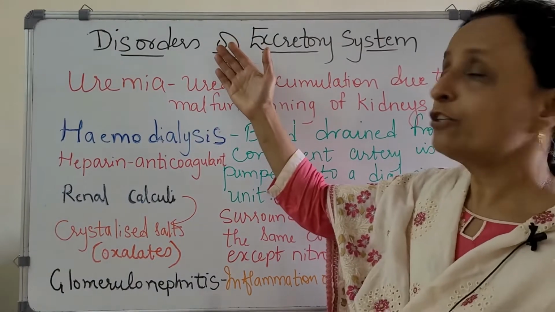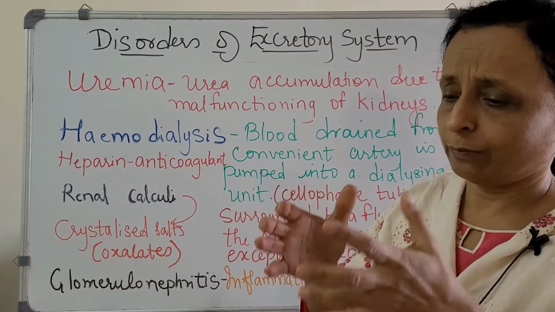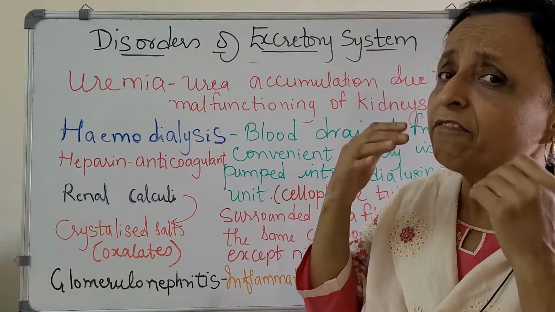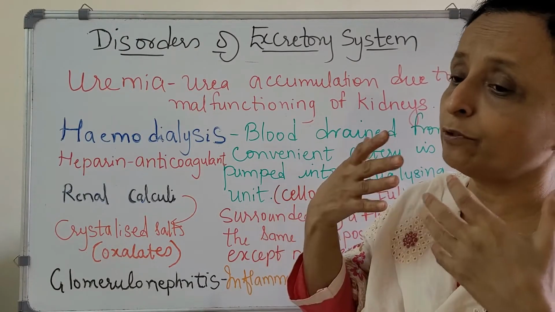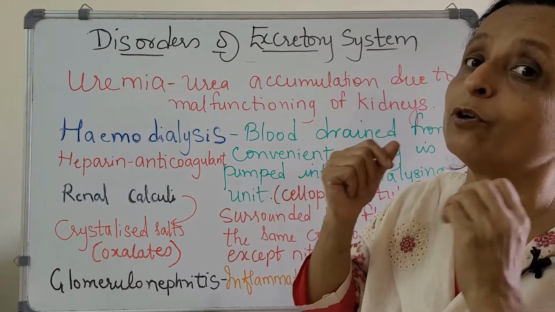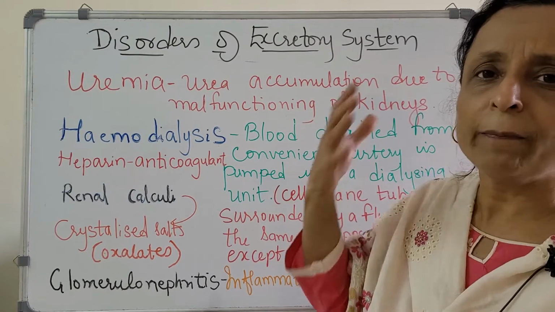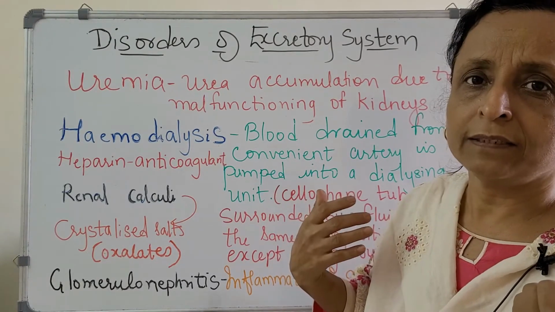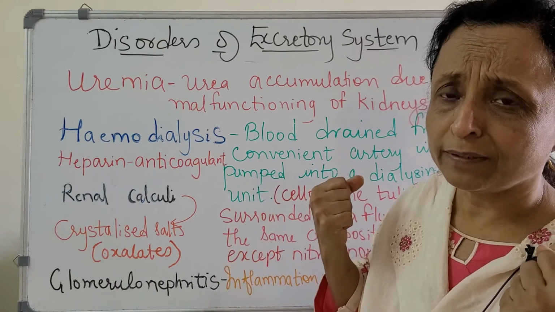Now some disorders of the excretory system. Sometimes the functioning of the kidney would not be normal. It would not excrete due to the malfunctioning of the kidney. It would not excrete urea, so urea will be there in the blood. The body will be swollen. The functioning would not be normal.